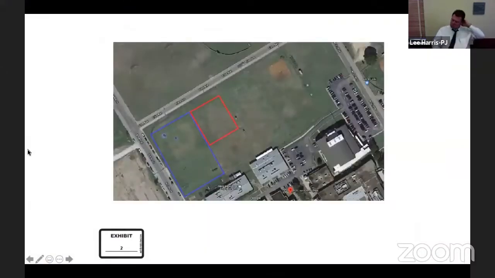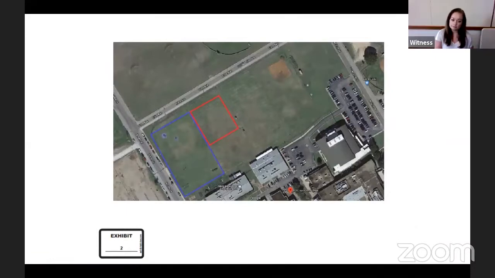Your Honor, permission to redisplay what's already been entered into evidence as Exhibit 2? Ms. Taylor, do you recognize this image? Yes, I do. What's in this image? This is the practice field where the soccer team practices at the high school. So what's in this blue box? That is the practice field that we use for practices, for our scrimmages and everything. And how about that red box? What's in that? The red box is the sideline where we send the girls to run Burma Road.